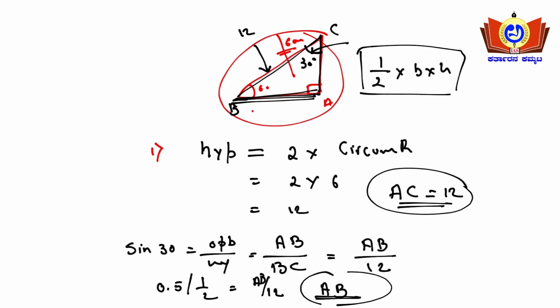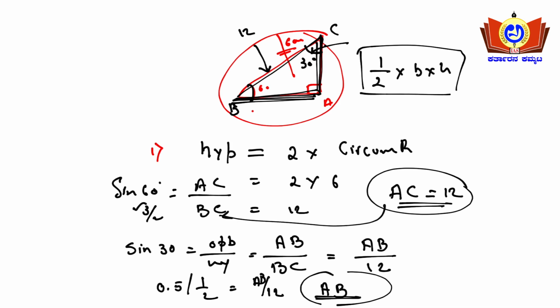So base we got, and similarly height also we can find out by sine 60 here. Sine 60 is root 3 by 2. Root 3 by 2, and sine 60 is opposite by hypotenuse, so BC here. So BC we got from here, hypotenuse we got 12 centimeter, yes or no? This is not actually AC, this is BC here. So BC is 12 centimeter, and similarly AC we can find out. We need not find the answer here.